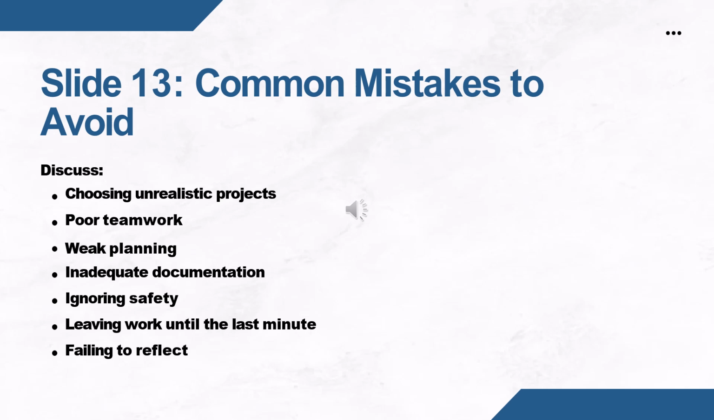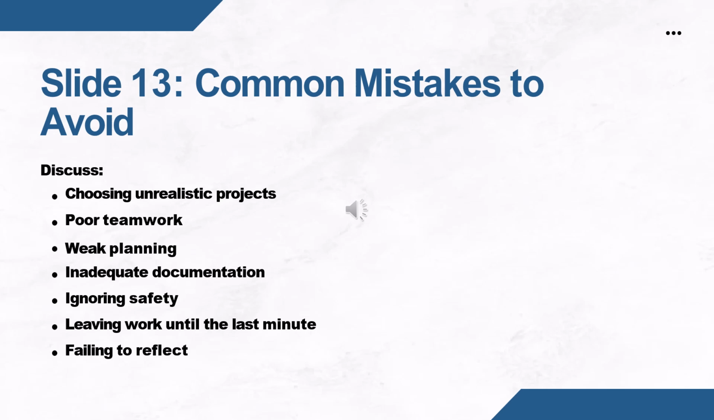Every community service learning project is an opportunity to learn and make a positive difference. However, there are common mistakes that learners should avoid to ensure their project is successful. One common mistake is choosing an unrealistic project. Learners should select a project that matches the time, resources, and support available to them. Another mistake is poor teamwork. When team members do not communicate, cooperate, or share responsibility, it becomes difficult to achieve the project's goal.